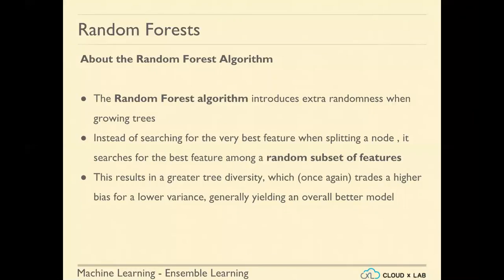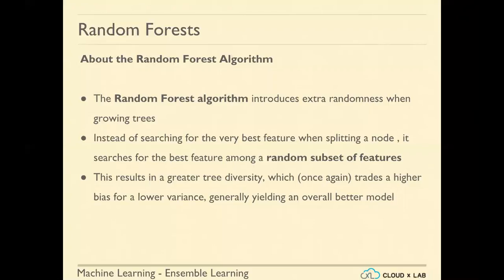Now, the random forest algorithm introduces extra randomness when growing the trees. Instead of searching for the very best feature when splitting a node, it searches for the very best feature amongst a random subset of features. This is a very important part. Remember how in decision trees, for every feature, we computed the Gini index, correct? Now, what does the random forest do? Instead of going over each feature and computing the Gini index, it introduces a bit of randomness. It does it over some features, not all features.